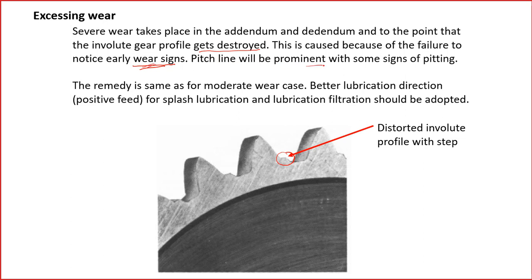So the pitch line will be prominent with some signs of pitting. Since wear is taking place in the dedendum and the addendum part, the pitch line will become very prominent. Okay, it will be visible. The remedy is the same as for the moderate wear case: better lubrication and better lubrication direction. We should have a positive lubricant feed for splash lubrication, and lubricant filtration should be adopted. For filtration, either we can have continuous filtration or we can change the gear oil frequently.